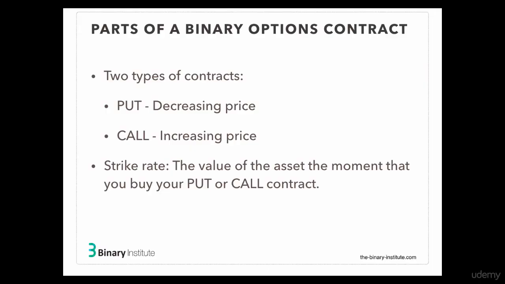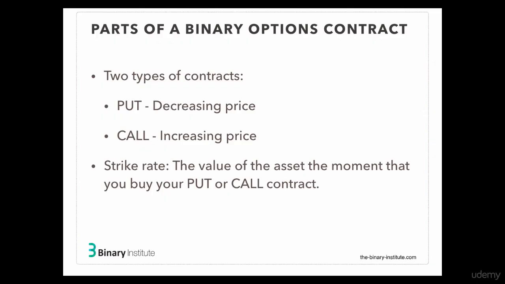Most importantly, there are two types of options contracts that we can trade when we're trading binary options. There is a put position, which is decreasing price movement, and a call position, which is increasing price movement. That's why we call it binary options, because there are only two choices. Either the price is going to go up or the price is going to go down from where it is right now.